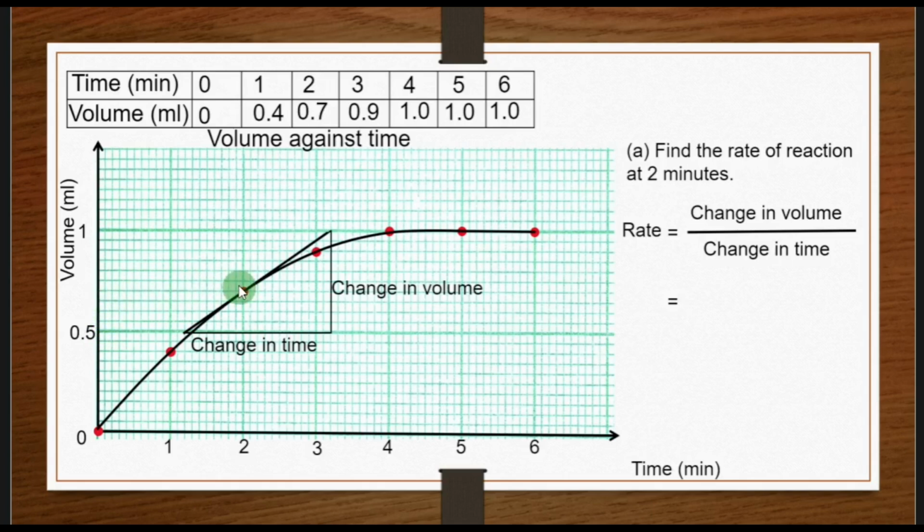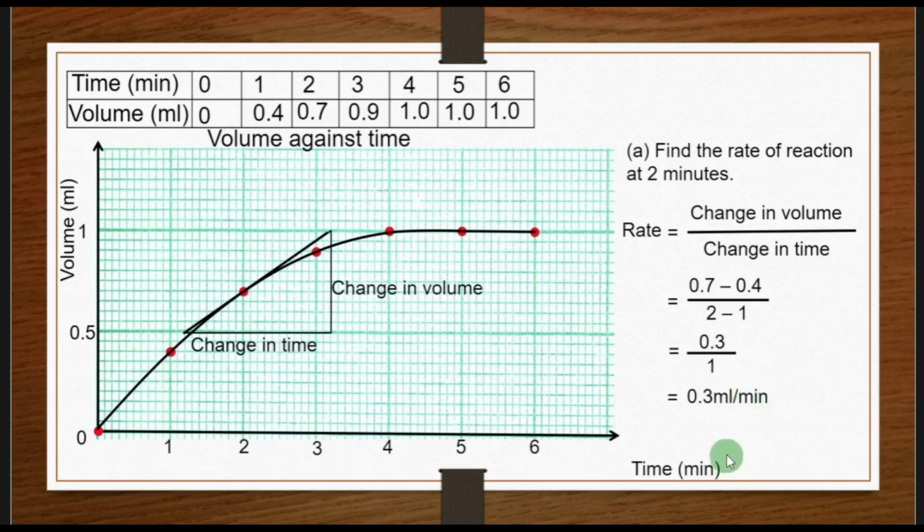So you are going to say change in volume from this point to this point. Here it is at 0.7, so you say 0.7 minus 0.4 at this point, over the time. When you come here, the time is 2. When you come here, the time is 1. So you say 2 minus 1, and 0.7 minus 0.4 gives you 0.3, over 2 minus 1, which is 1. 0.3 divided by 1, you get 0.3. Then you put milliliters per minute.